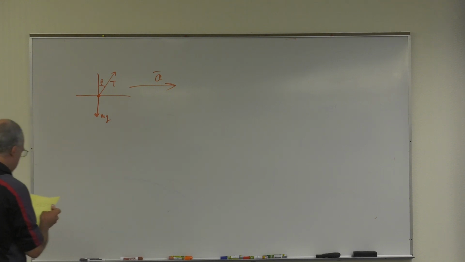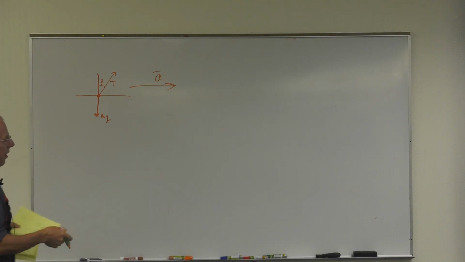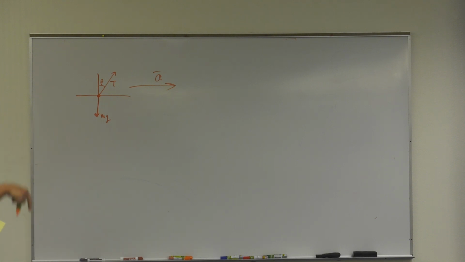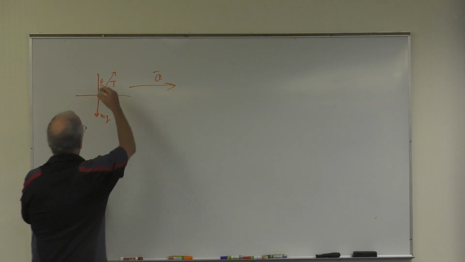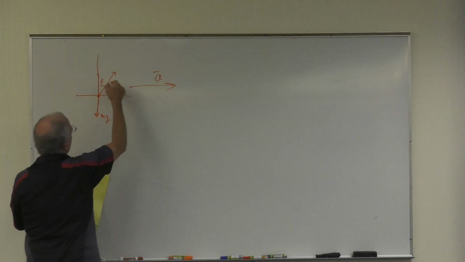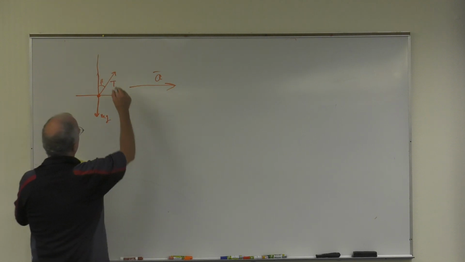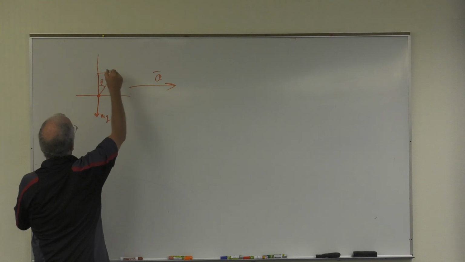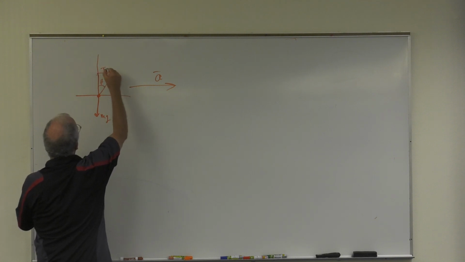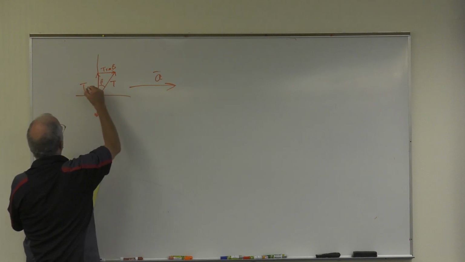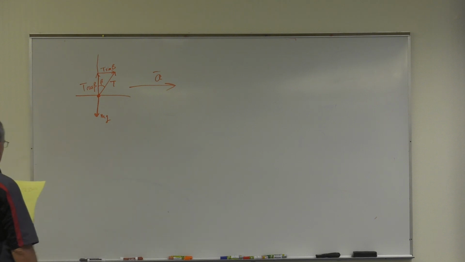I mean, any other thing? Those are the only forces, right? Just the tension and the weight. Now, obviously, we're going to have to resolve the tension into components, right? So that's not a big deal. We can do that. So this is T sine beta, and this is T cosine beta.